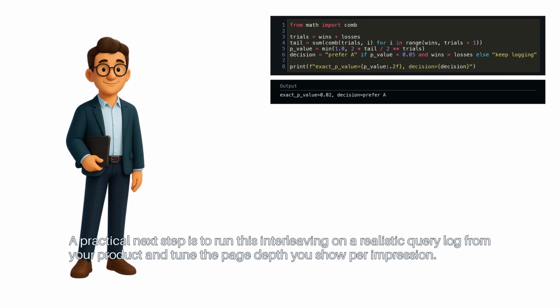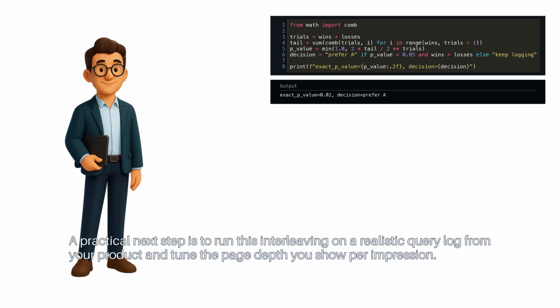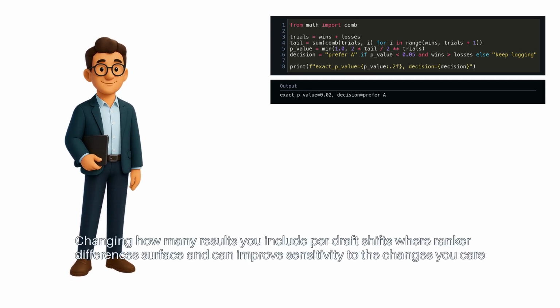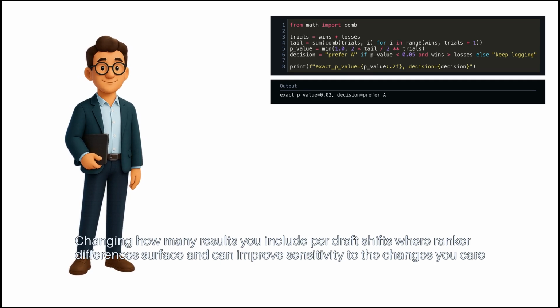A practical next step is to run this interleaving on a realistic query log from your product and tune the page depth you show per impression. Changing how many results you include per draft shifts where ranker differences surface and can improve sensitivity to the changes you care about.